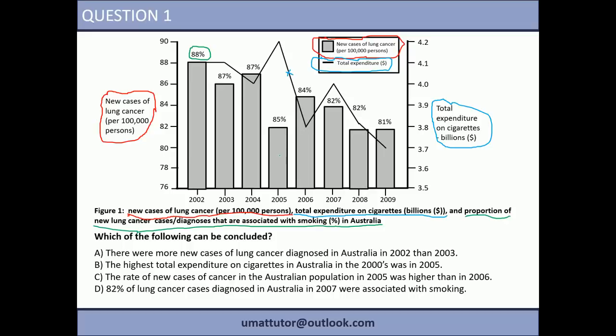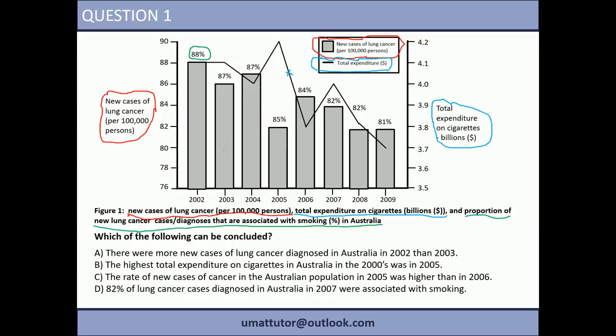The trap here is that some people read the number above, the percentage, and think that because that percentage is higher in 05 than 06, then option C is right. But remember, that's a completely different concept. That's the green parts we outlined, which is to do with the proportion of new cases associated with smoking. So it's a different concept altogether, and that's why option C is wrong.